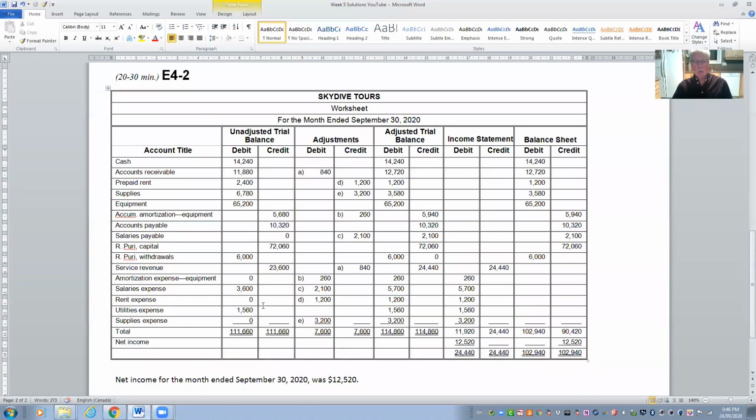So we look at our rent expense in the adjustments column. It's an expense that's increasing, so we debit it for $1,200. The offsetting entry to it, item D up here, is to reduce prepaid rent, so we're going to credit it.